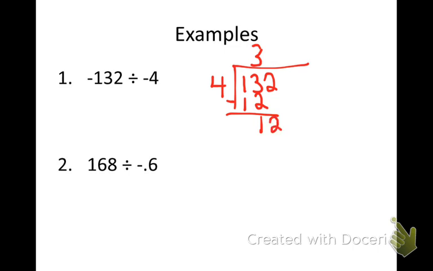So now I bring my next number down, 2. 4 goes into 12 3 times, and it comes out even. So that would be your answer on that one. And we said it was positive.